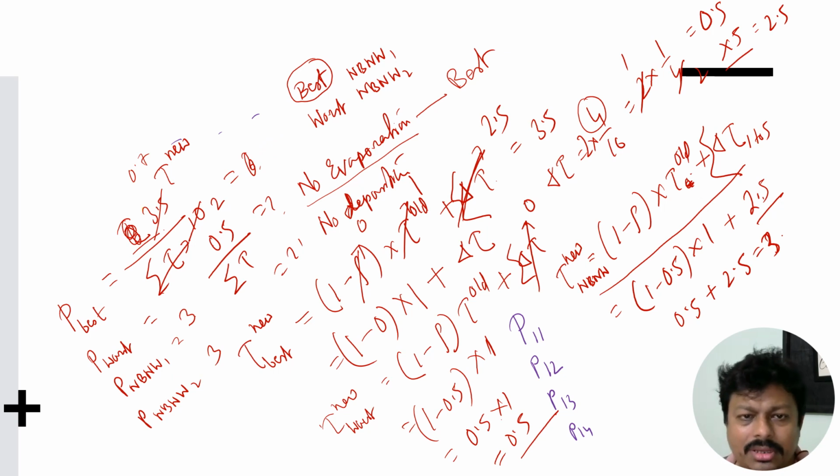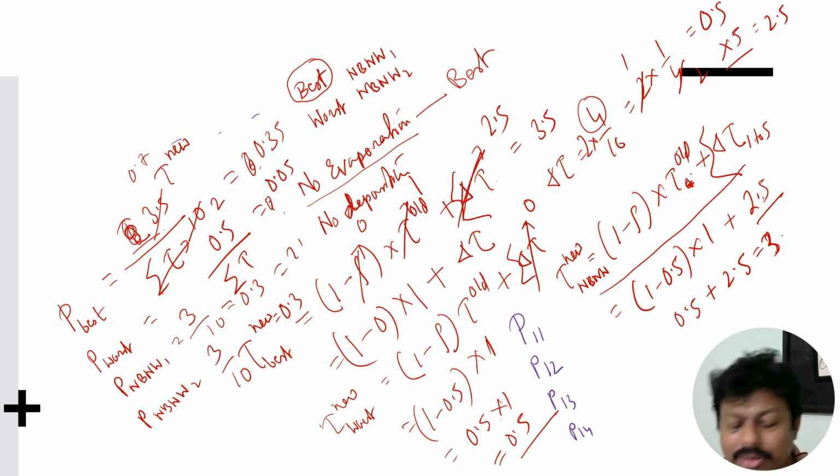It is coming to be 0.35. For the worst path, this tau worst was 0.5. So 0.5 divided by 10 is coming to be 0.05. Then for the remaining two, it is 3 by 10, 3 by 10. So 3 by 10 will be 0.3. This one will be 0.3, this will be 0.3.